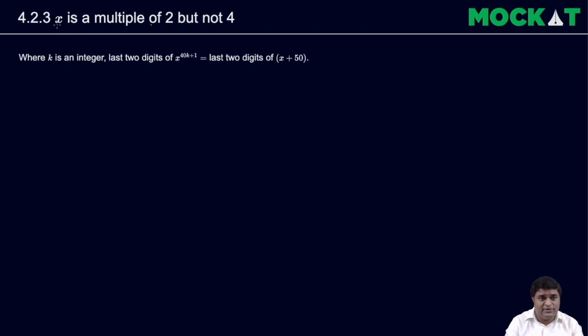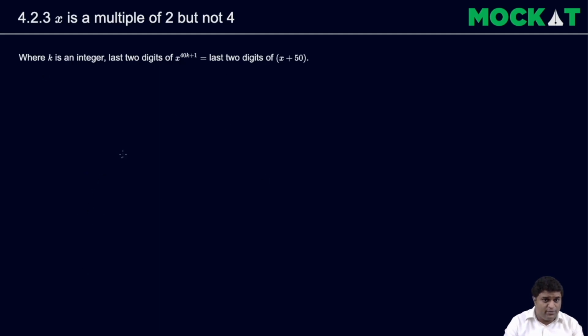So let's start with this, where your number x over here, the base, is a multiple of 2 but not 4. So it's going to be something like 6, or 10, 10 is a multiple of 2 but not 4, 14, 18, and so on.